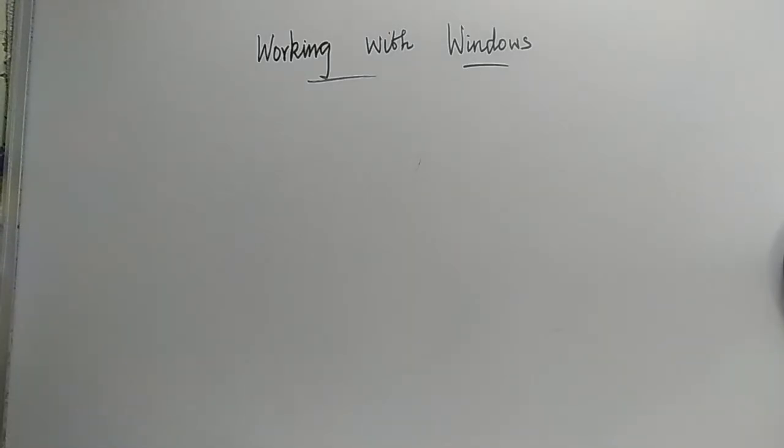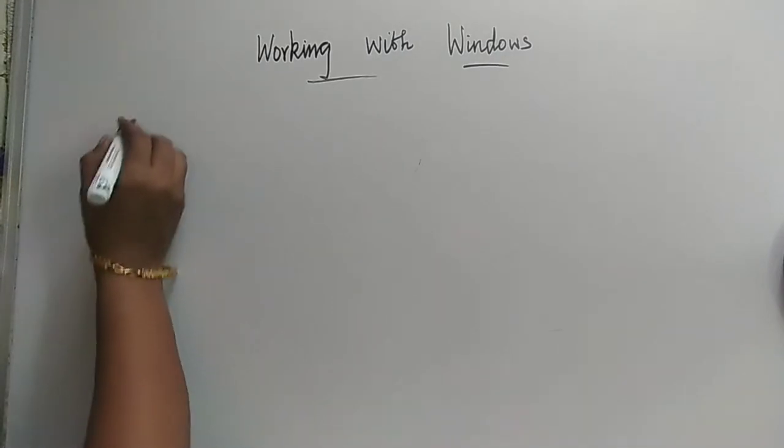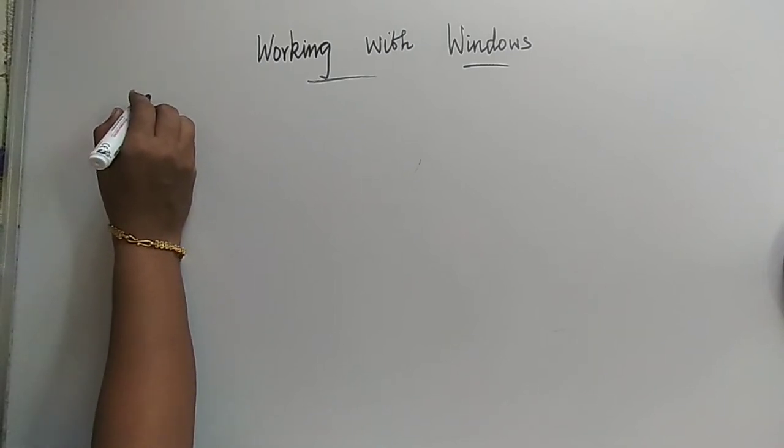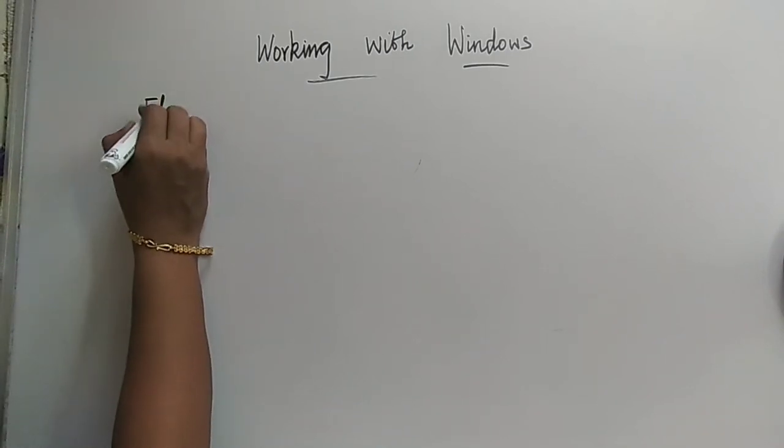Students, we are in chapter 5, that is working with Windows. In the previous class we finished the introduction, versions, and then the window, how to handle the mouse. We have discussed a few topics already, and today we are going to discuss another topic, that is elements of window.